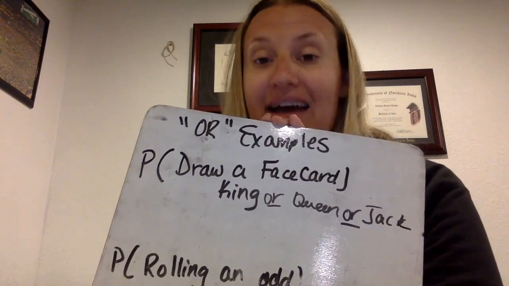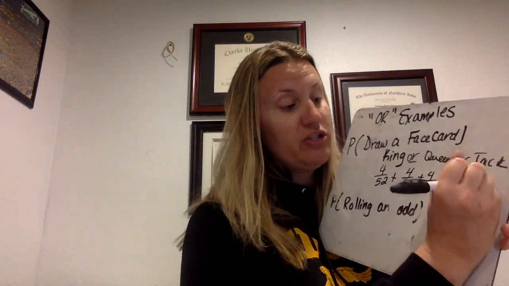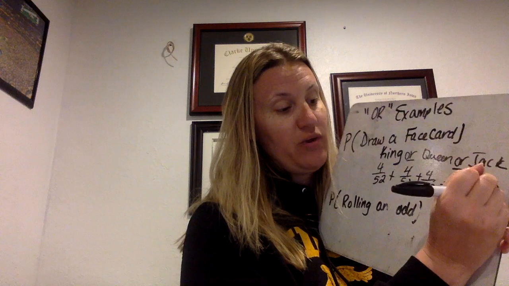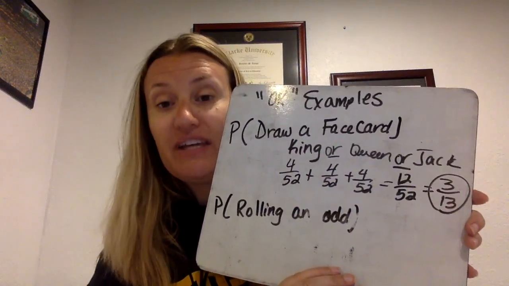And again, I can add them together. King is 4 out of 52. Queen is 4 out of 52. Jack is 4 out of 52, which gives me 12 out of 52. Okay, 4 plus 4 plus 4 is 12, which does reduce to 3 out of 13. Okay? So that's my probability of getting a face card.